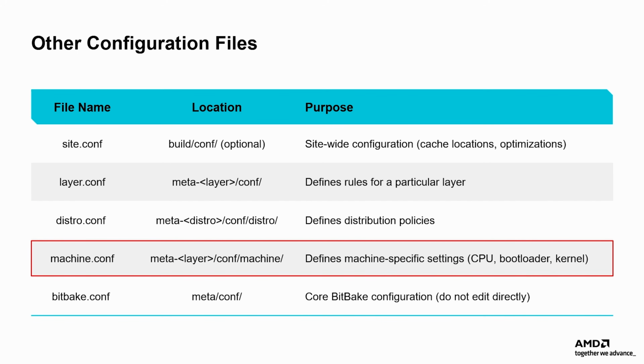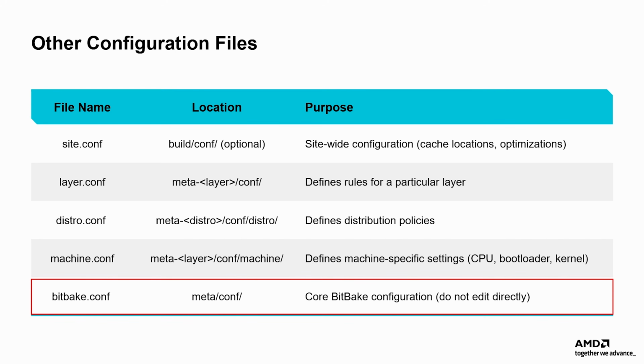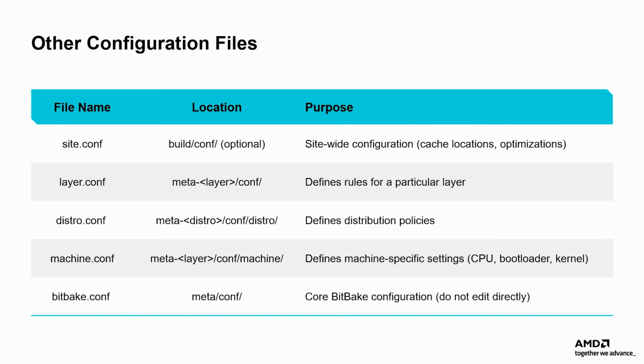Machine.conf is hardware-specific, setting kernel options, bootloader configurations, and other machine-related parameters. Finally, bitbake.conf provides core build settings used across all recipes. This file should not be modified directly. Instead, settings can be overridden in local.conf. Together, these configuration files offer flexibility and control over the Yocto build process.